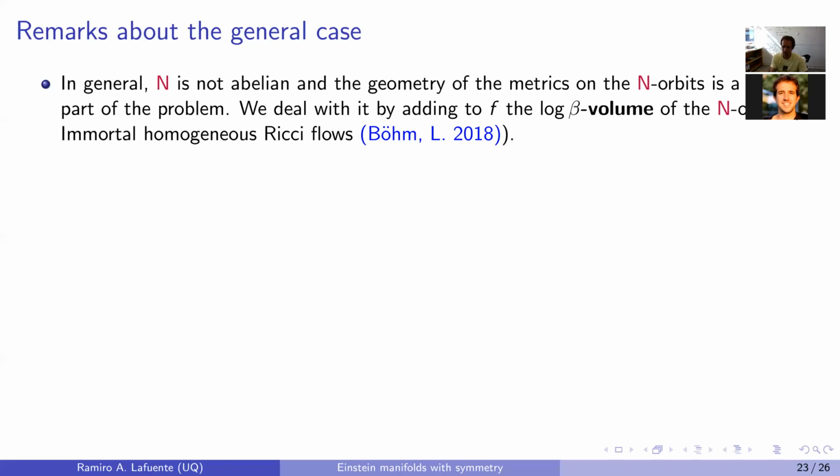And this was one of the main ingredients in the construction of Lyapunov functions for immortal homogeneous Ricci flows that we did a few years ago with Christoph. And so the good thing is we were able to extend these notions to the case of non-transitive group actions. So we just apply the construction on each orbit, and it turns out that this is the right quantity to add in order to get a nice differential inequality in the case that the orbits are not flat.